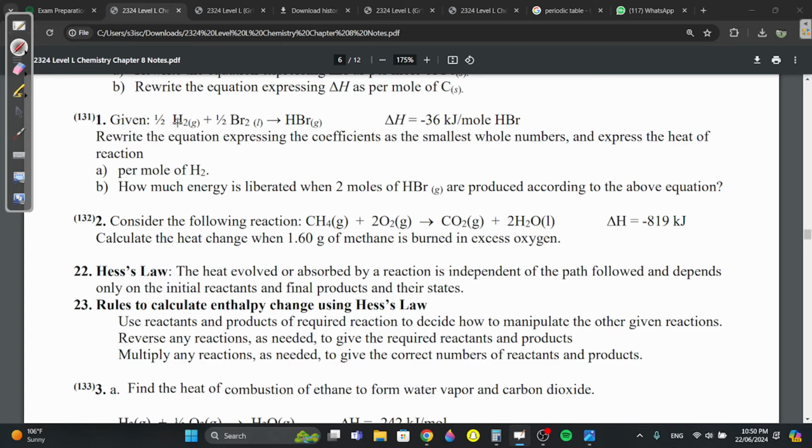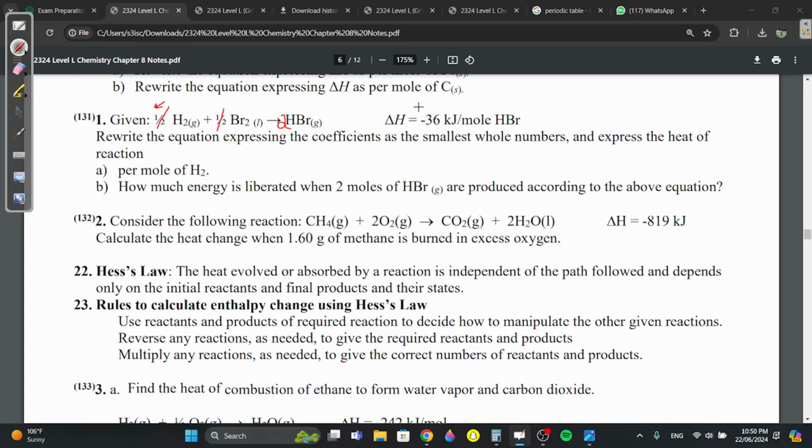Rewrite this reaction as smallest whole numbers and express the heat of the reaction. So it's 1 over 2. Since we want smallest whole numbers, we have to multiply the whole equation by 2. If you multiply by 2, it cancels the fraction. Here as well, it's going to cancel the fraction. Here you multiply by 2 and it becomes 2.